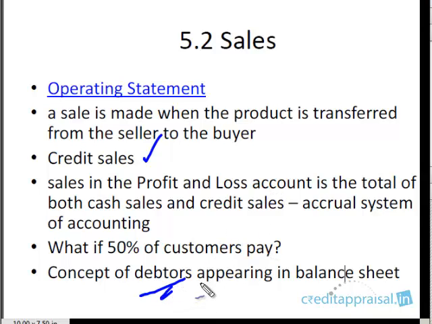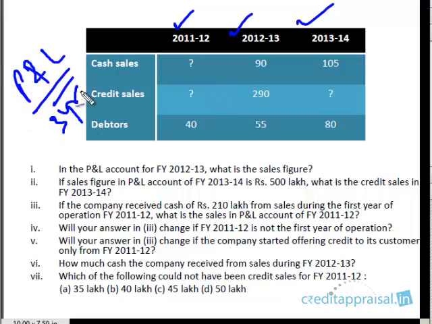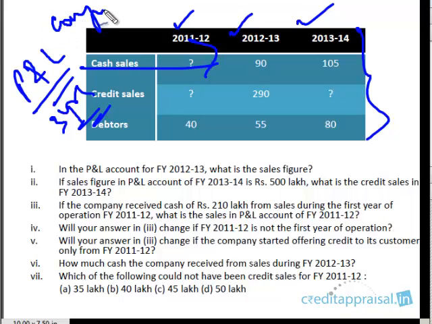Now once you are comfortable with these two concepts, let us take a small exercise and see whether you have grasped the concept totally. So take a look at this table. We have financials for 3 years, right? There's a P&L account for 3 years, and these figures are extracted from the P&L account. This is not the P&L account.